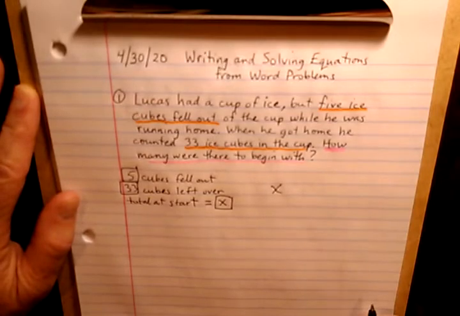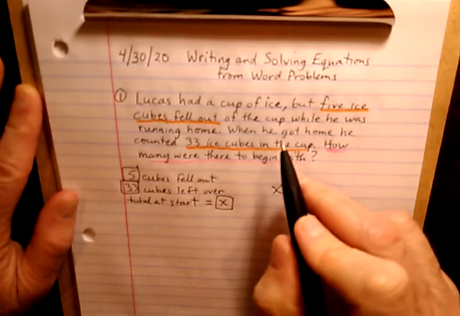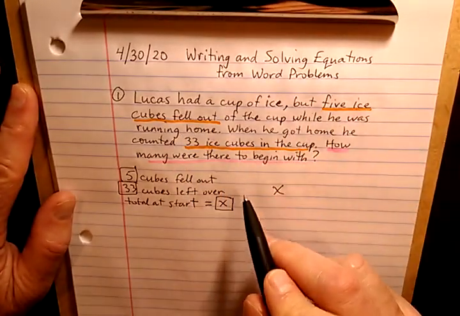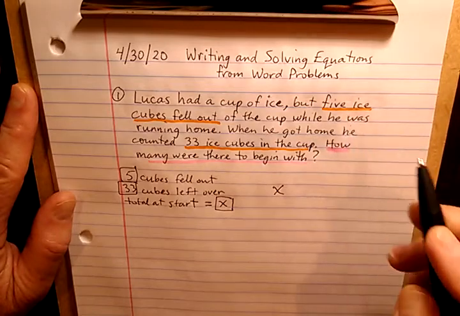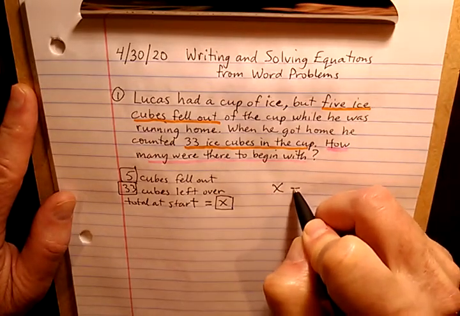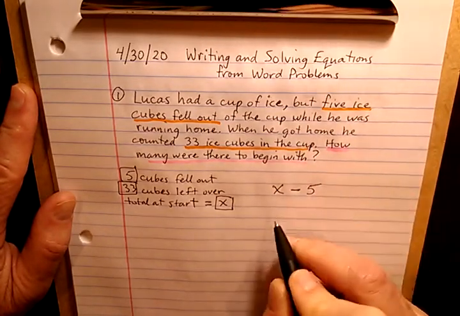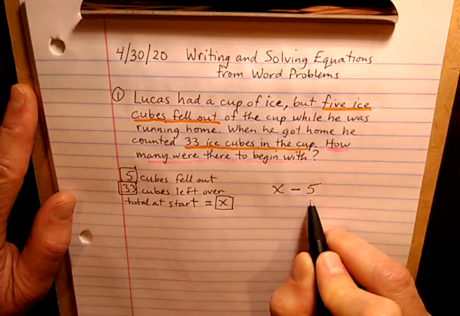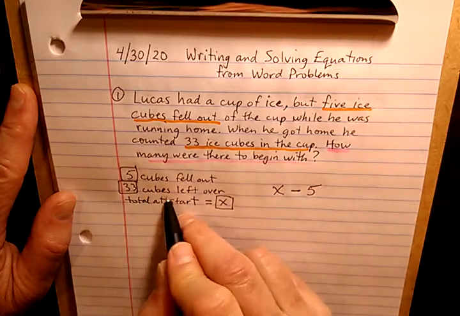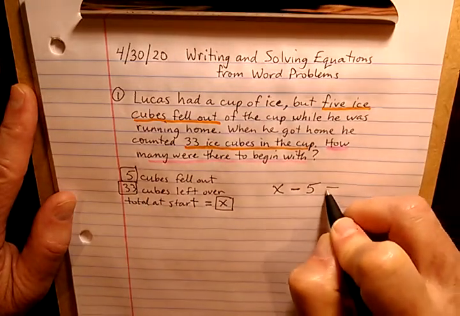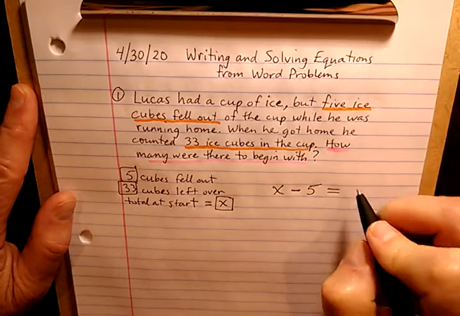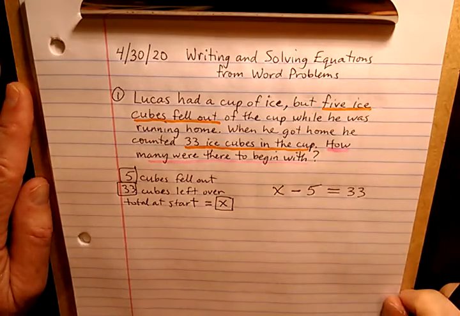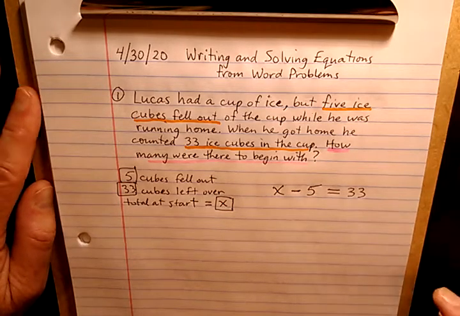And then what happened in the story? He was running home, but 5 ice cubes fell out of the cup while he was running home. So if he lost 5 ice cubes, that means we could take away 5 from what he started with. Started with x, 5 fell out, and then what he had left over is kind of like the result, right? At the very end of the story, he had 33 left over. So there's our equation. It's a simple one-step equation.